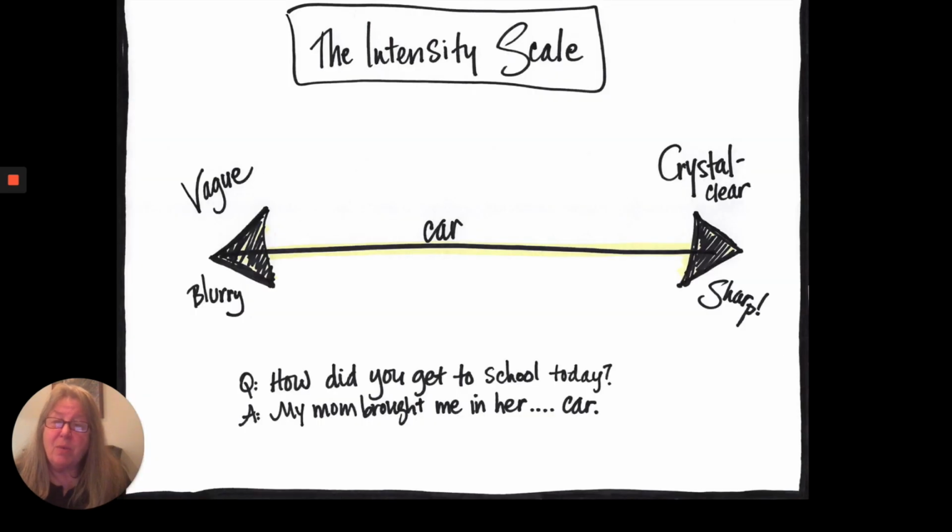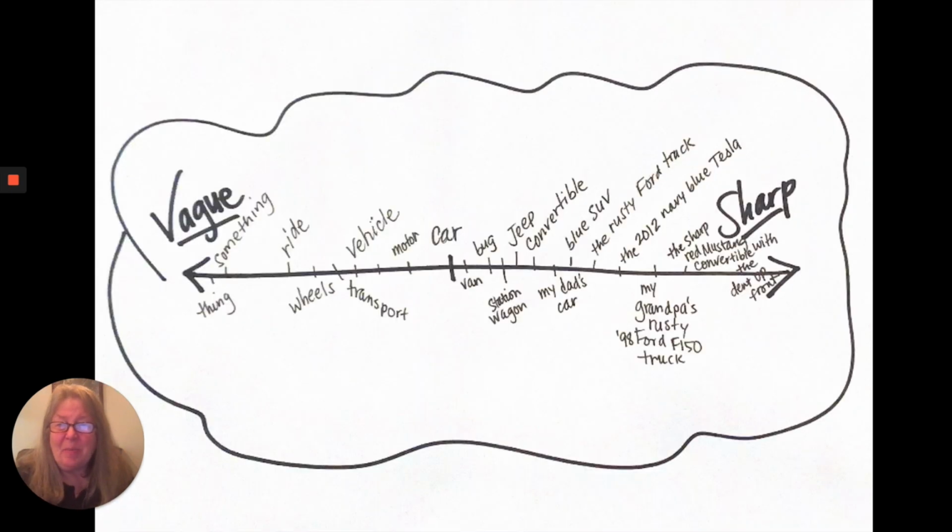So if we start with a word like car, I also like to use a question like, "How'd you get to school today?" "My mom brought me in her car." What's another way you could answer that without saying car? Some ways more blurry, and let the students help you think of ways that are more blurry and then ways that are more clear. And you'll end up with a scale that looks something like this.